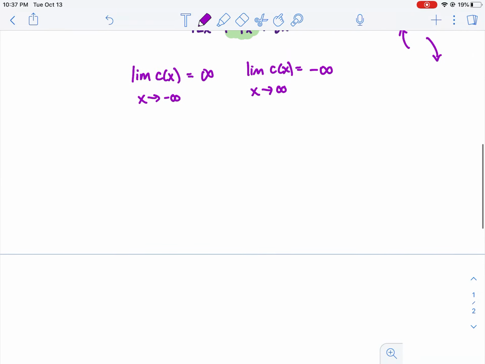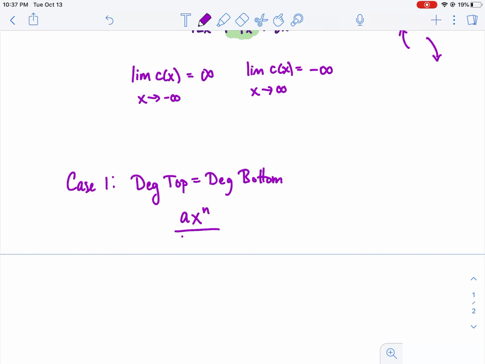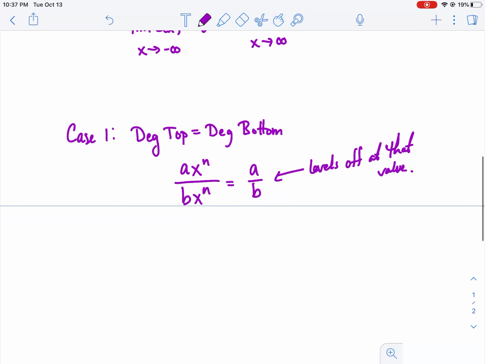So just to summarize, case 1 is if the degree of the top equals the degree of the bottom. Then if I have ax to the n over bx to the n, that's always going to simplify to just a over b, right? So if the degree is the same, it's always going to simplify to just whatever those coefficients are, and that's where it's going to level off. So it levels off at that value. Okay? So that's case 1.